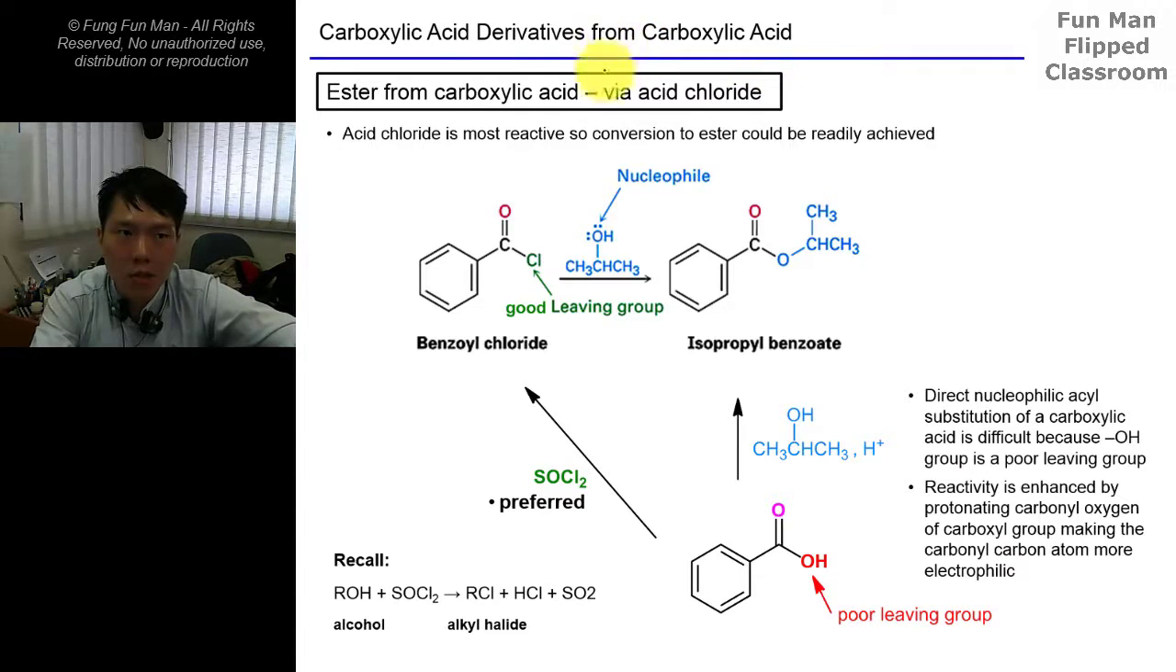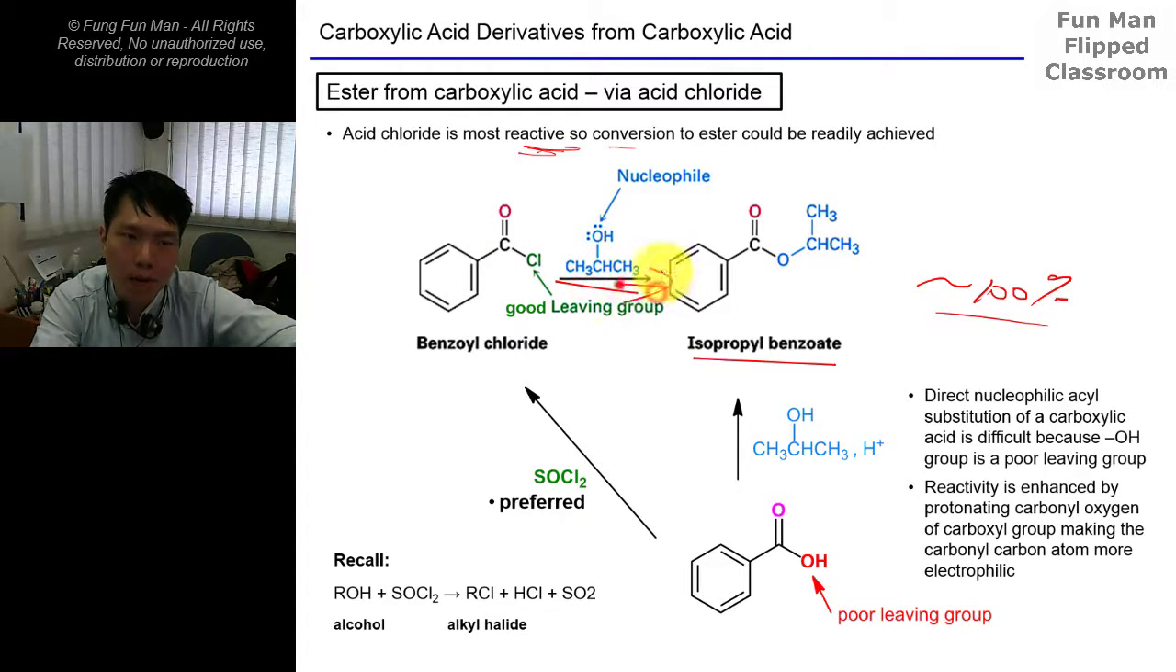Now this is a much better way to form an ester. We use an acid chloride, most reactive, because it's so reactive, that's why the reaction is complete. So here we have a chloride, which is a fantastic leaving group, and a nucleophile coming from an alcohol, which is just ordinary. It will form the ester, close to 100%, very high yield, and so it is a full arrow.